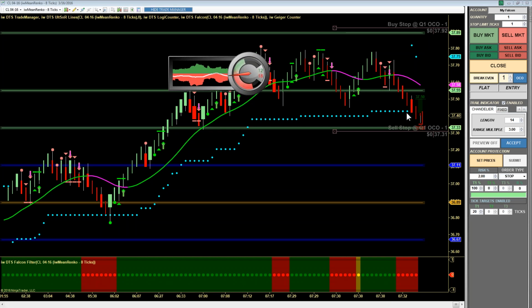So working a possible trend change now to the downside. We don't have a signal yet, but we do have the beginnings of one. And now prices are getting some support off of this secondary support line at 37.33.